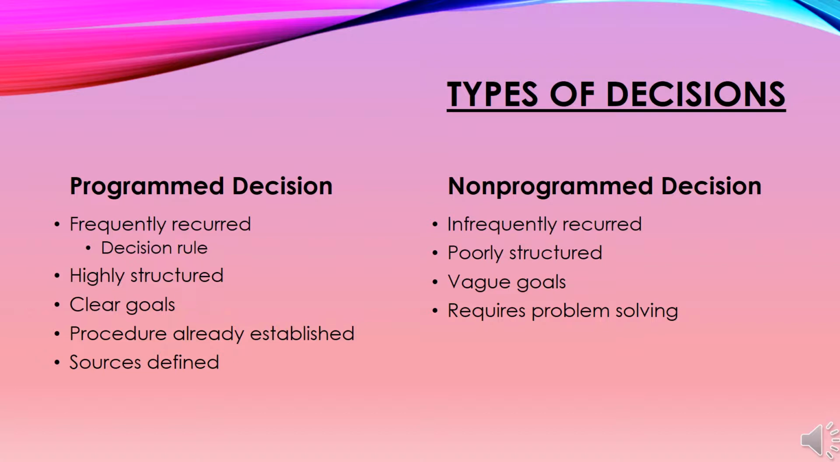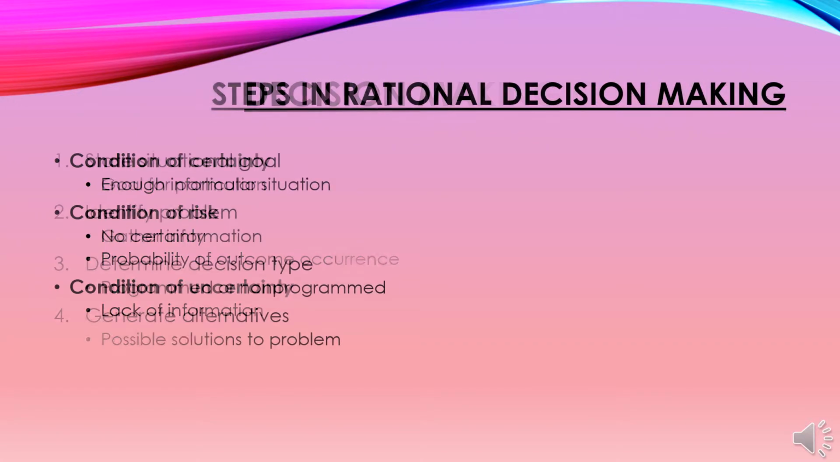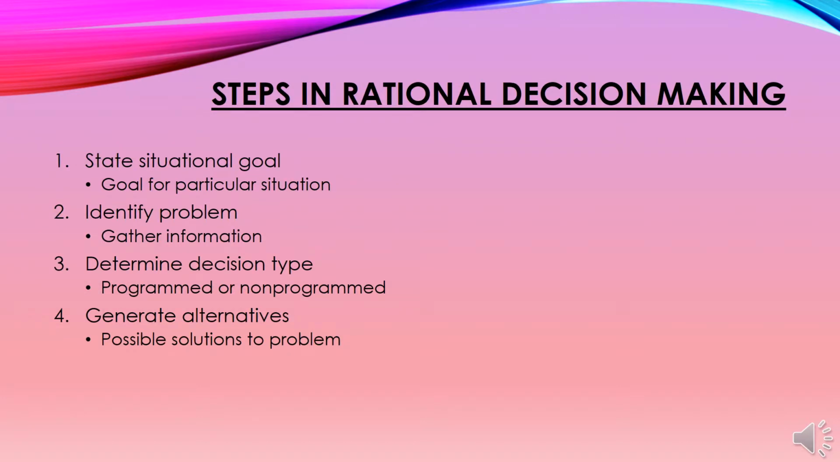A programmed decision recurs enough to use the decision rule, which is a tool that uses the characteristics of the situation. Information about decision outcomes varies and ranges from complete certainty to highly uncertain. These aspects include being structured, having clear goals, already having a procedure established, and the sources being defined. A non-programmed decision reoccurs due to infrequent occurrence, being poorly structured, and the goals being vague.